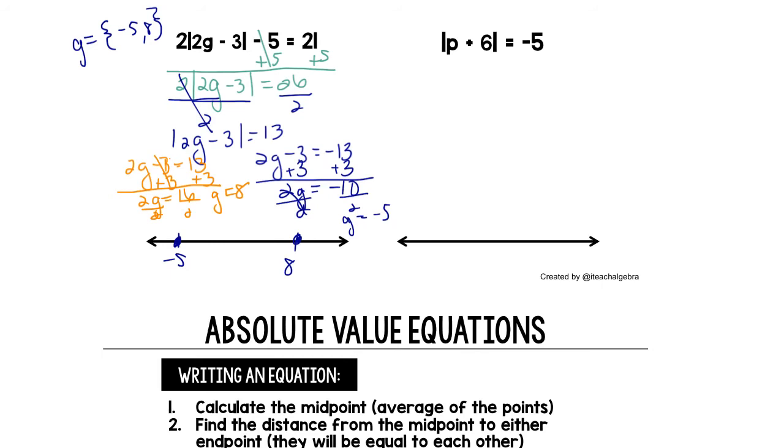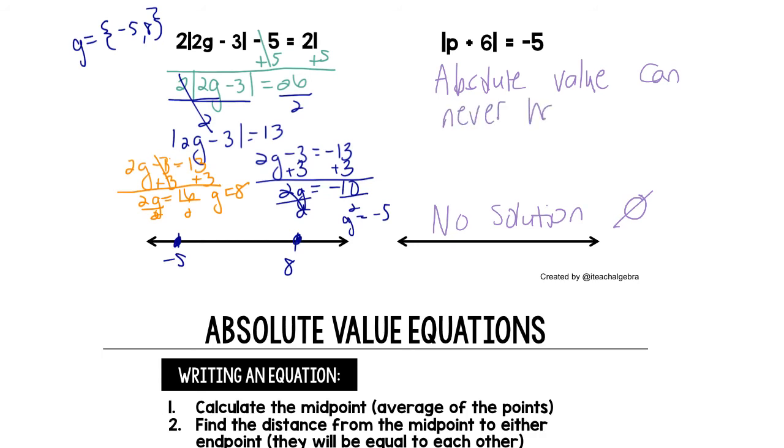Let's look lastly here at the absolute value of p plus 6 equals negative 5. This one's going to be really easy. Can the absolute value of anything ever equal a negative number? No. So this is no solution. You could also do one of those. That means no solution as well. This is no solution because an absolute value can never have a negative solution.